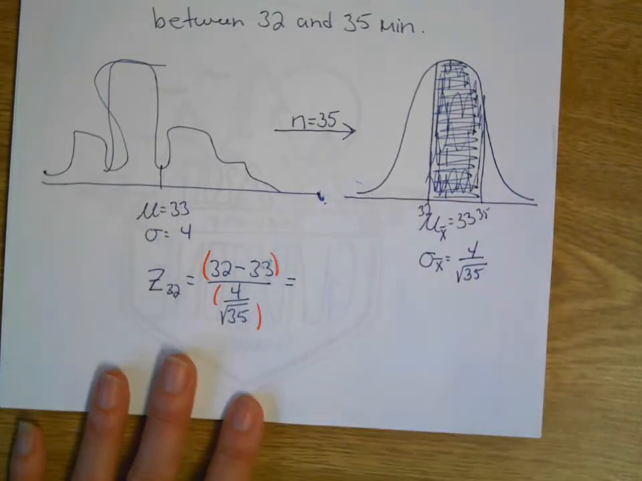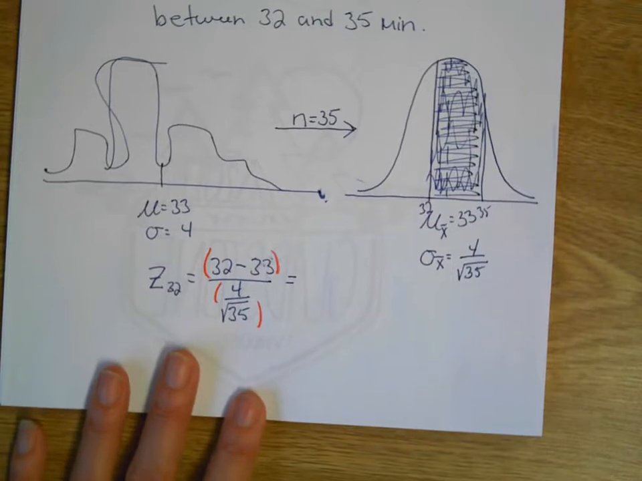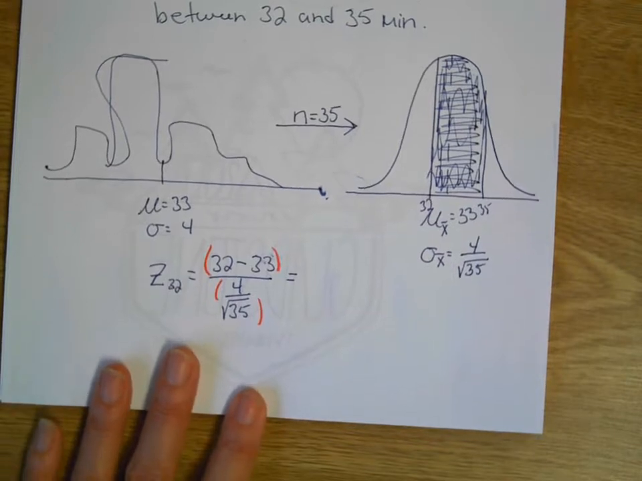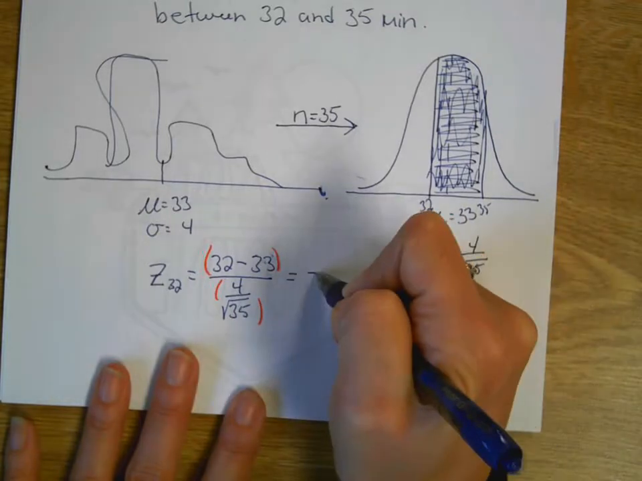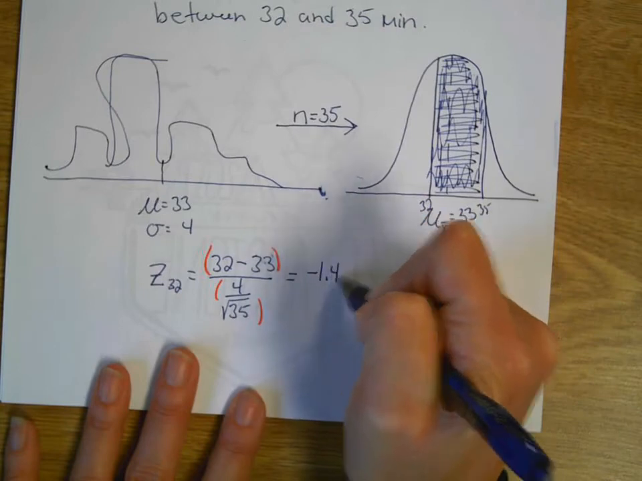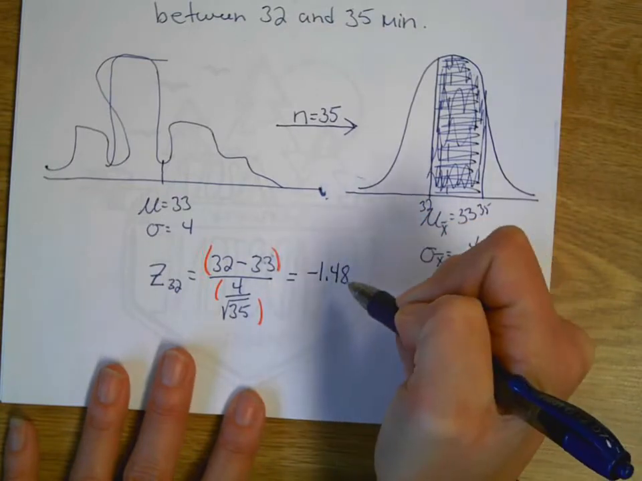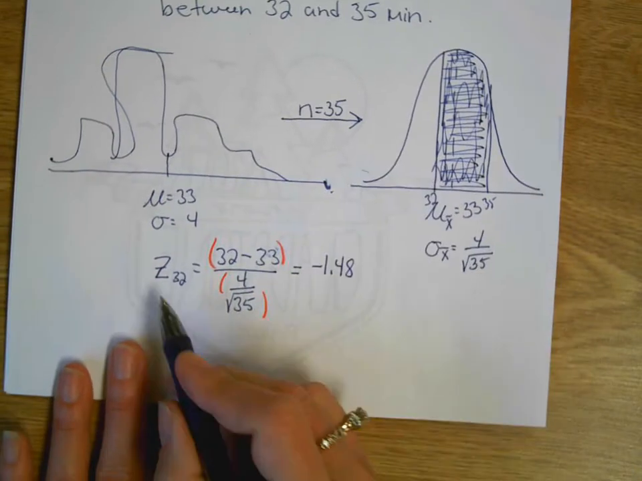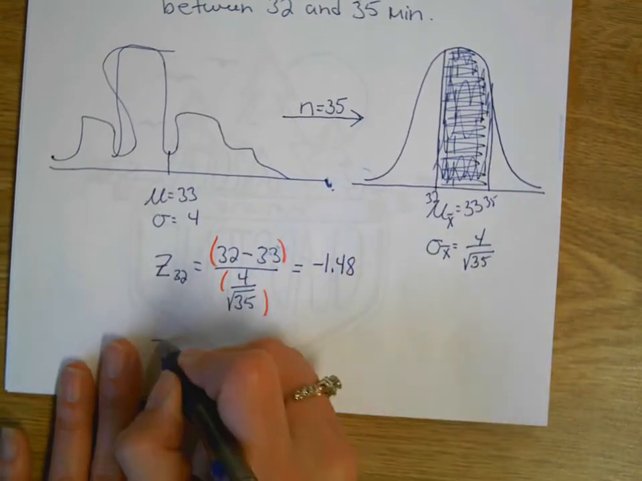And we want the z-score rounded to the second place because our table goes out to the hundredths place. What are we coming up with? I'm hearing negative 1.48. Agree? Yeah. All right. Everybody was okay with that? All right. So now you do the z-score for 35.